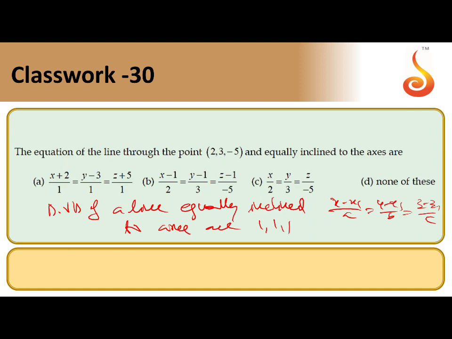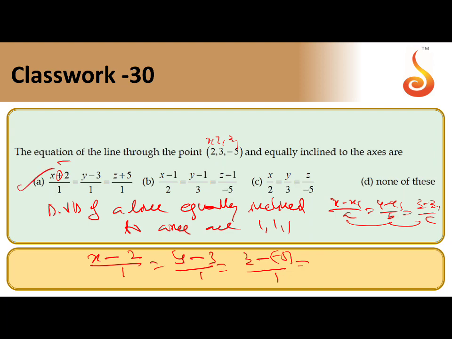But here, DRs means you can take a, b, c as 1, 1, 1. Now the point is x1, y1, z1. So what is x minus x1? x minus 2 by 1 equal to y minus 3 by 1 equal to z minus of minus 5 by 1. Which option is matching? There is a small correction here: z minus of minus 5 is z plus 5. Option A is matching. That means x minus 2 by 1 equal to y minus 3 by 1 equal to z plus 5 by 1. That is the right answer.